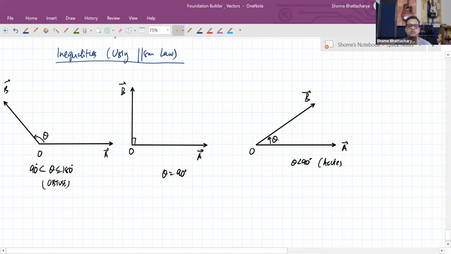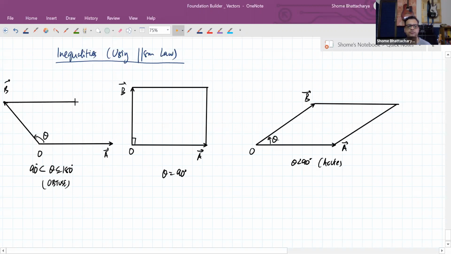Okay. Now let's also complete the construction of the parallelogram in each case. So in this case you can see your parallelogram is a rectangle. In this case you can see it's a parallelogram of this kind of shape, and in this case you can see it's a parallelogram of this kind of shape.